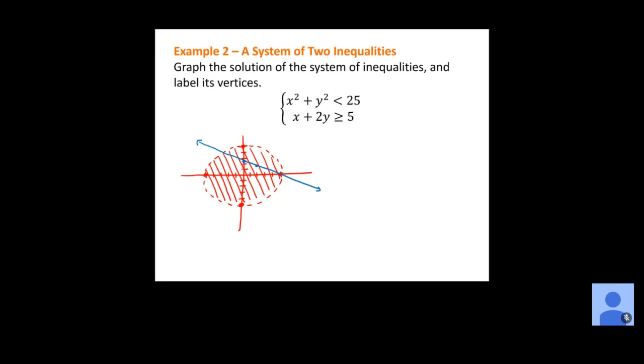And remember, this one was solid because of the greater than or equal to. And then we said we need to shade, and this one, when we shaded, was everything above that line. So when we plugged in 0, 0, that gave us a false statement. We shade away from 0, 0. So that's everything up here now.